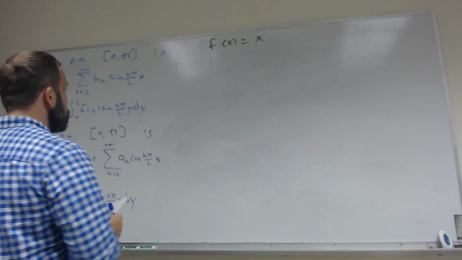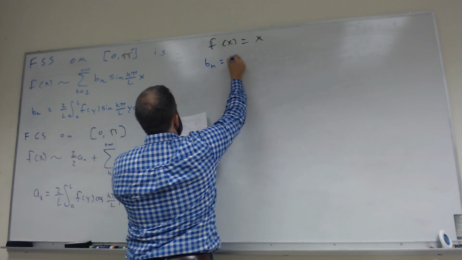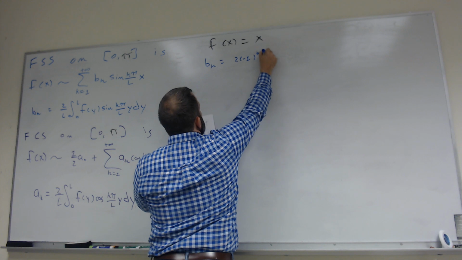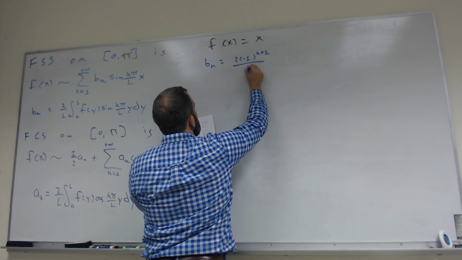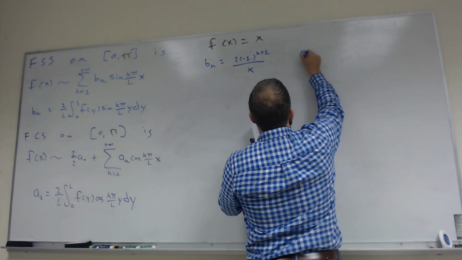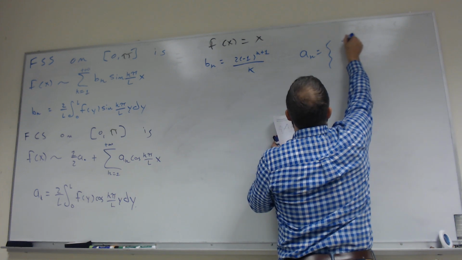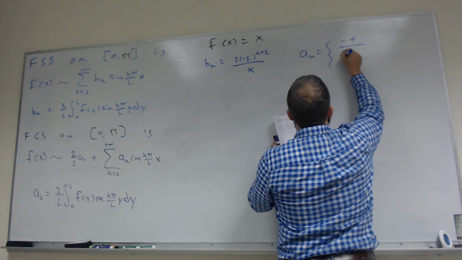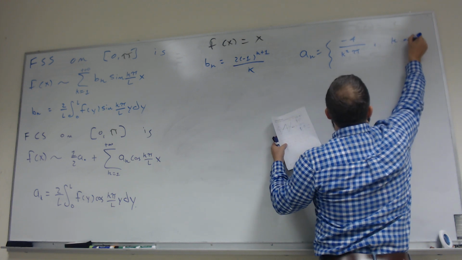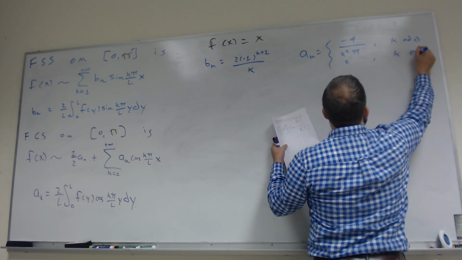So if I look at the sine coefficients, vk is equal to 2 times minus 1 to the power of k plus 1 over k. And if I look at the cosine coefficients, ak is going to be equal to minus 4 over k squared pi, and this is when k is odd, and it's equal to 0 when k is even.